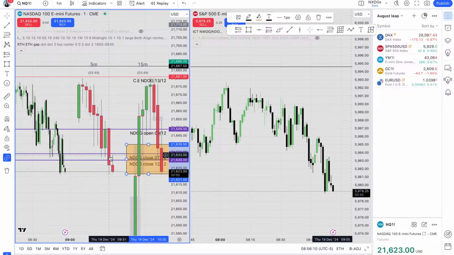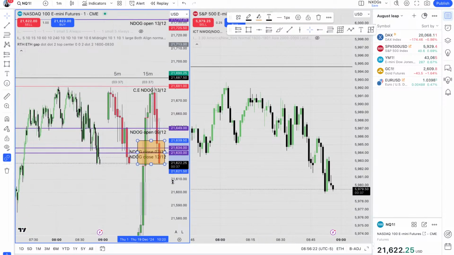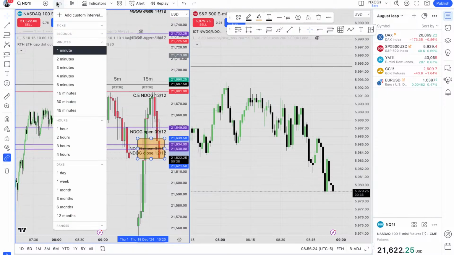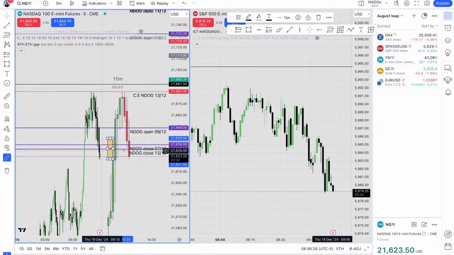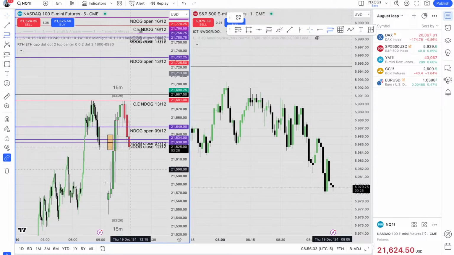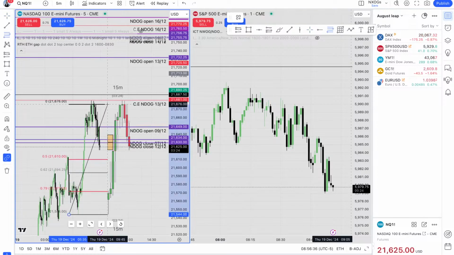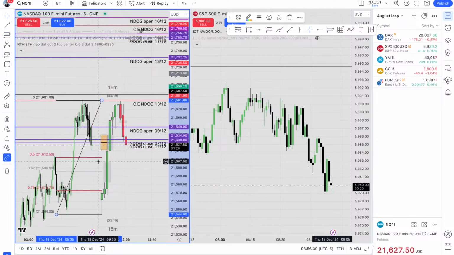So it touched this order block. Now it's going lower. So let's see the midpoint here. Yeah, I think I should have targeted that. This is a nice level. This is absolutely a nice level.